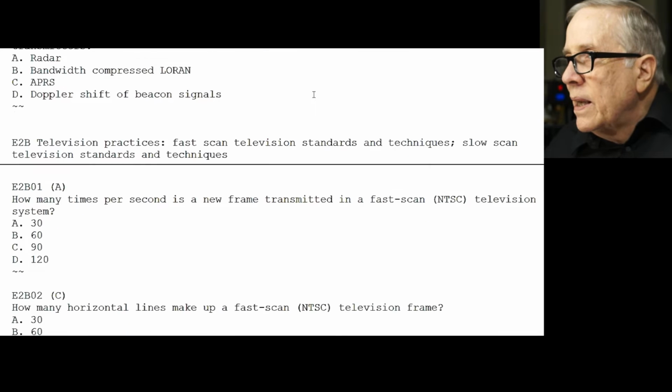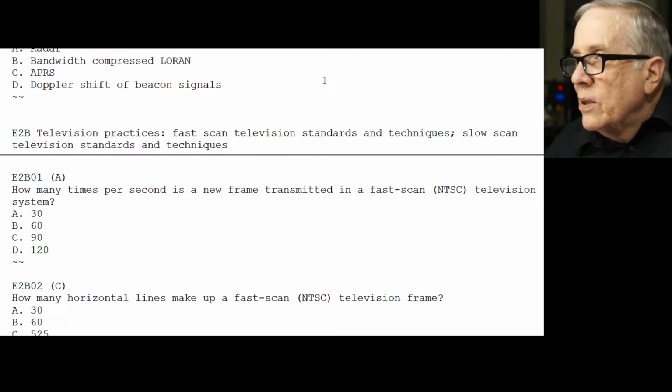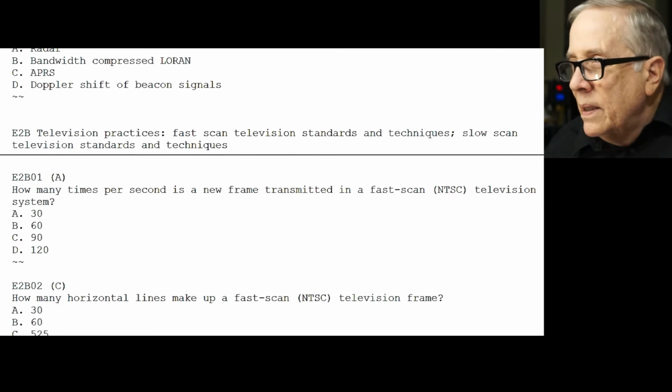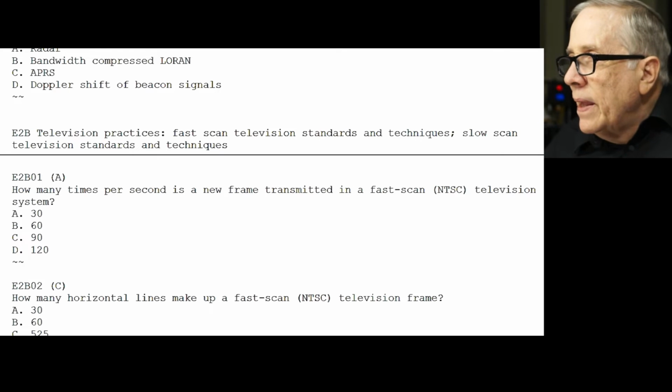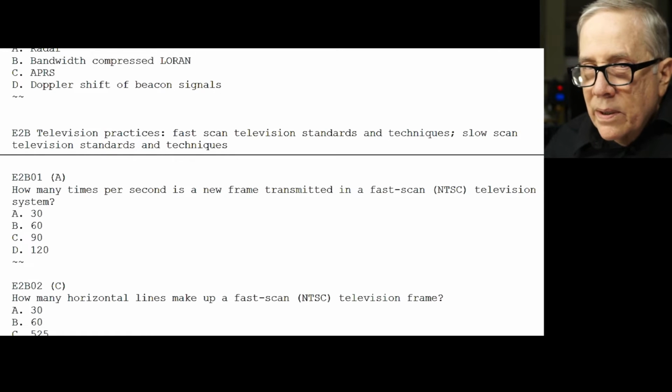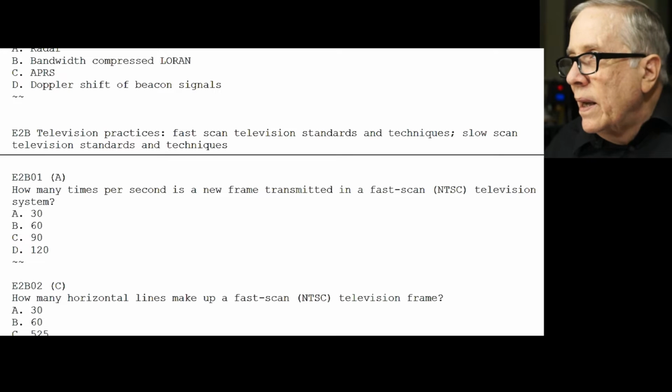Okay, this is the next section on television practices. E2B01. How many times per second is a new frame transmitted in fast-scanned NTSC television system? The answer is it's 30 frames per second.